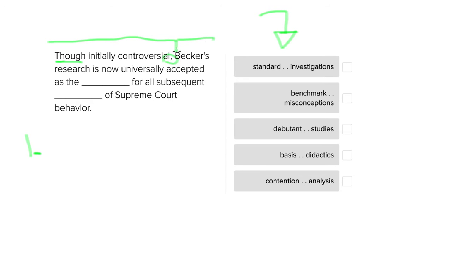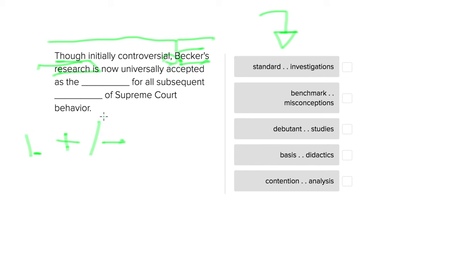So in this case, that Becker's research is now universally accepted as the blank for all subsequent blank of Supreme Court behavior. For this sort of problem, we're thinking of the idea as it relates to the subject of the sentence, of course. So here we're dealing with Becker's research. So whatever the first half of the sentence says about Becker's research, say it's positive, it's going to be the opposite on the second half. So let's say here negative. So this is the first criterion that I'm worried about.